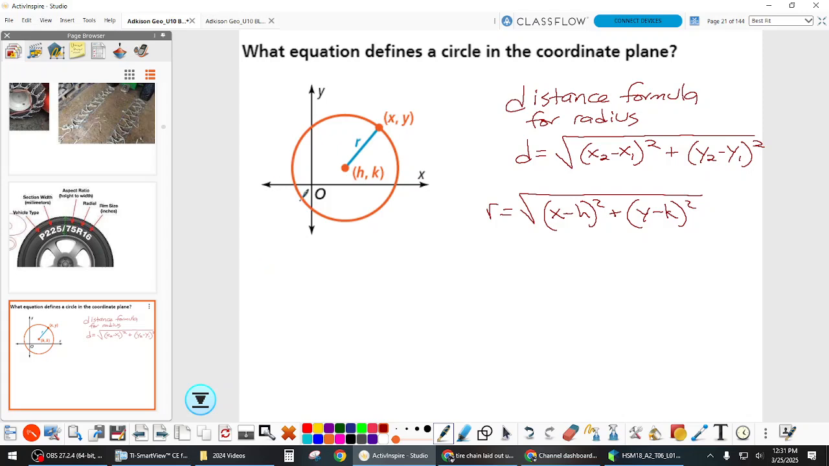Some point anywhere on the circle. We could have stuck XY down here. That's fine. It doesn't matter because why? What's true about the radius everywhere? It's always the same. Doesn't matter where we draw a radius. It's always the same length. So even if it was here, x minus h squared plus y minus k squared, whole thing square root. I guess I should ask you, why is the square root there?